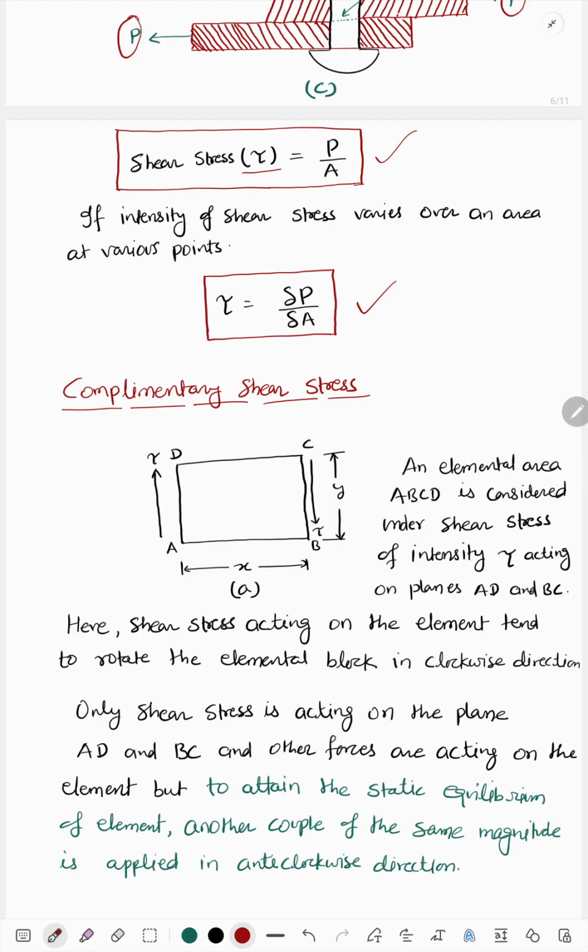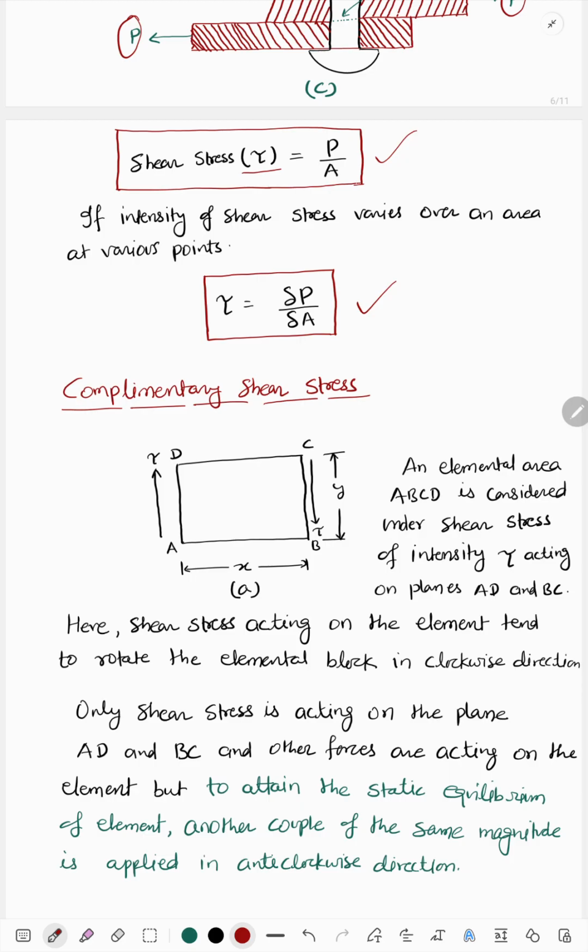So this is the element ABCD that we have taken, considered under shear stress. Shear stress is applied on the faces AD and BC. Here shear stress of intensity tau is acting on planes AD and BC. Shear stress acting on the element tends to rotate the elemental block in clockwise direction.